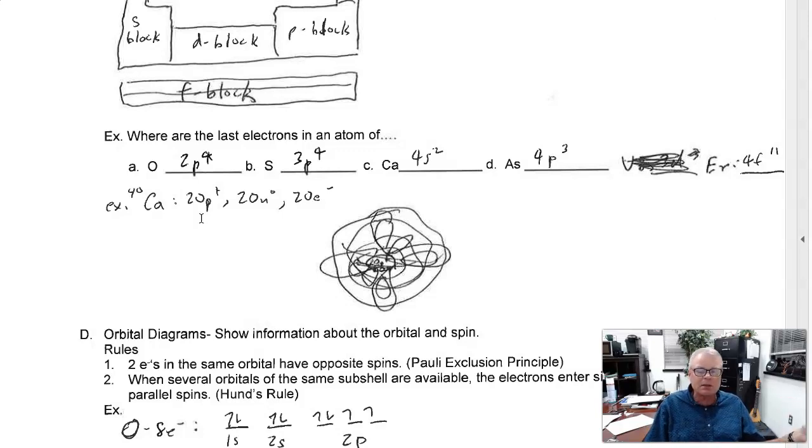So if calcium has 20 protons, then it has 20 neutrons as well, so your mass number adds up to 40. If it's got 20 pluses, that means it has 20 minuses, so it's got 20 electrons. So a calcium atom actually looks like this. You've got 20 protons and 20 neutrons all bundled together in the nucleus.